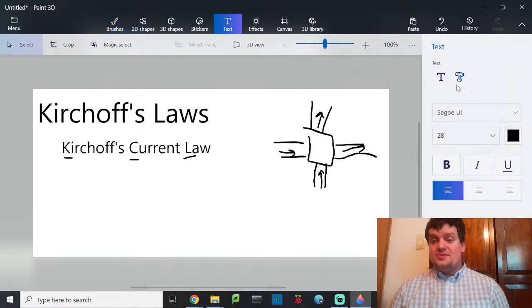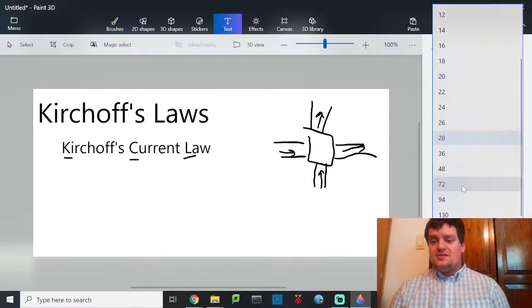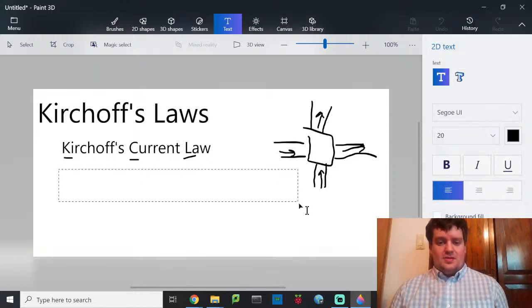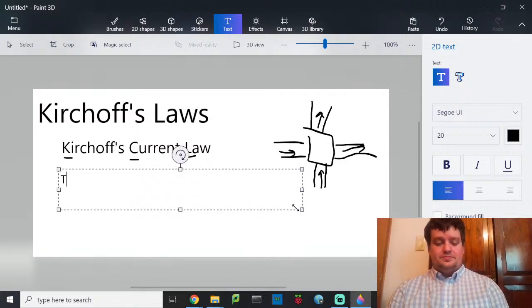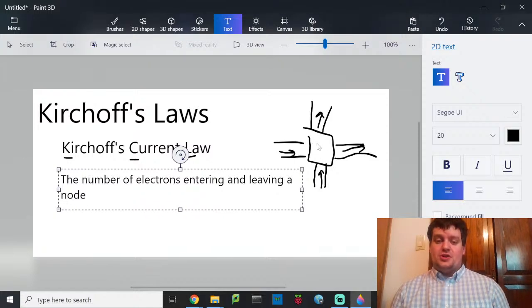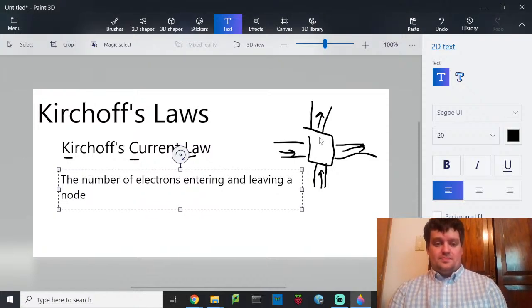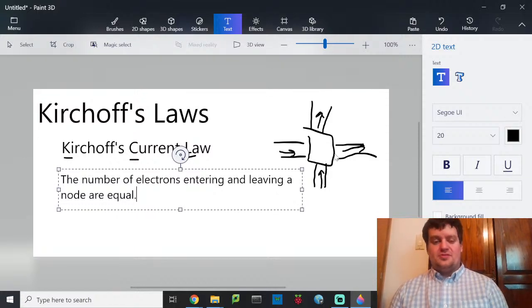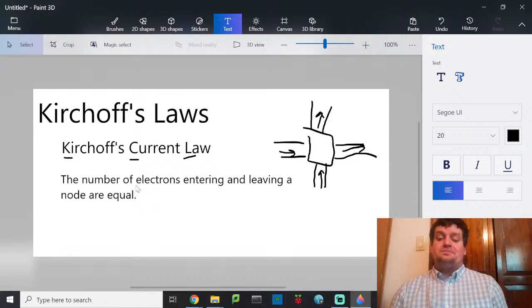And in layman's terms, what KCL says is that the number of electrons entering and leaving a node, which we're going to call this intersection a node, are equal. The same number of electrons that enter into the node are the same number of electrons that leave the node. The same number of vehicles that enter this intersection are the same as the number of vehicles that leave the intersection. Okay, so that's layman's terms.